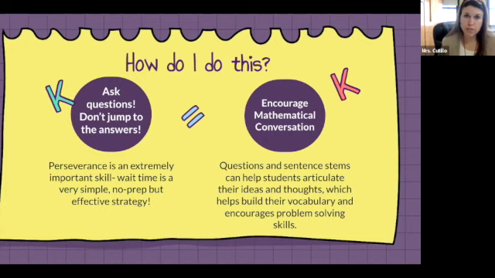What's a different way you can solve the problem? How did you get to this answer? Is this the only way? How do you know this is right?